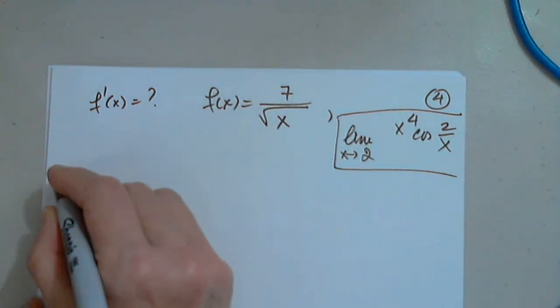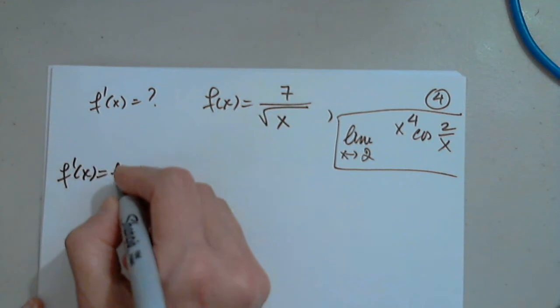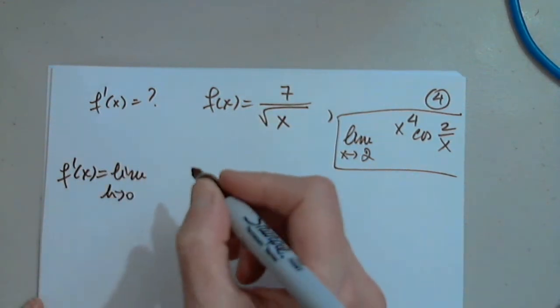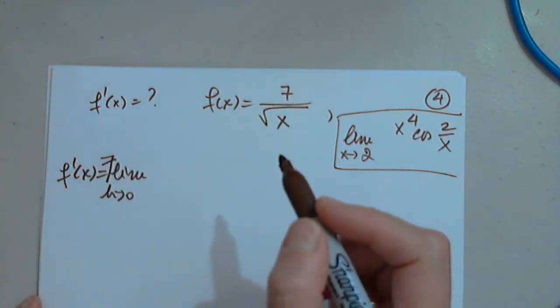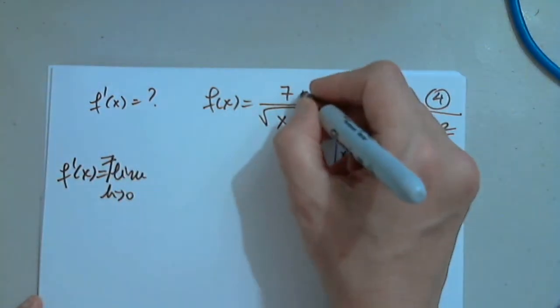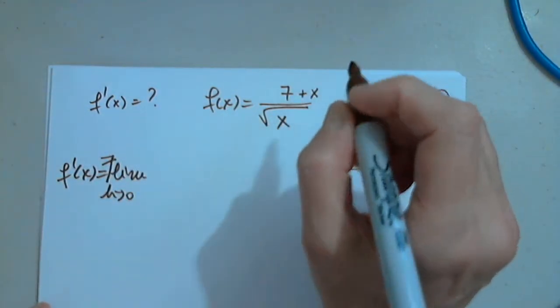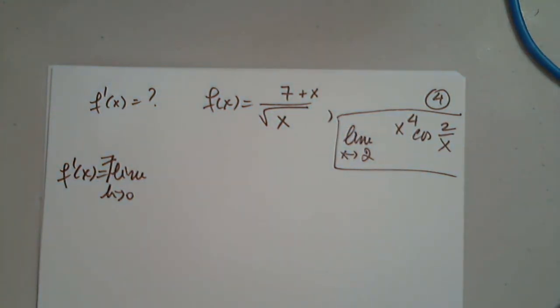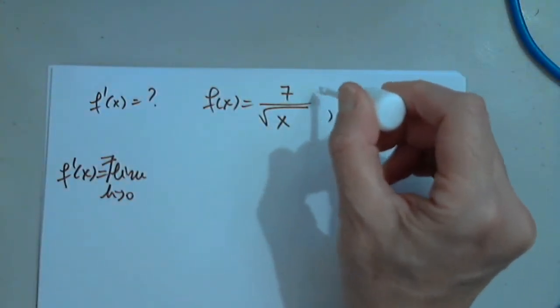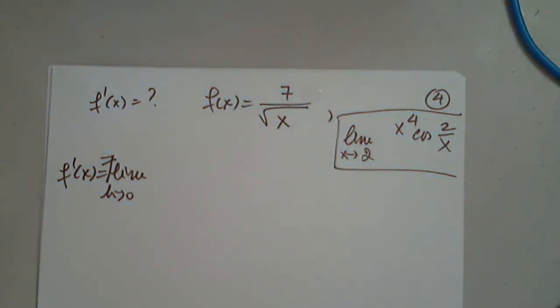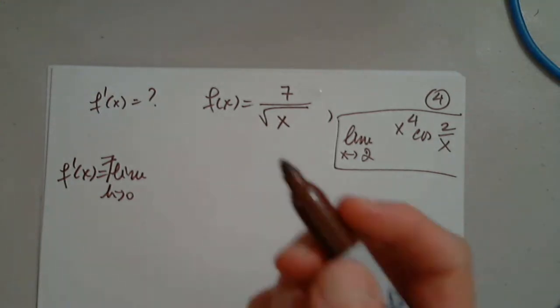Okay, so f prime of x, we know now there's the limit as h approaches 0. I will put the 7 outside. I don't care for it. It's a constant. You cannot do that if we have something like this, but it's a constant over the square root of x. So I can take the constant outside. It will wait patiently, I promise you. And it will not mess up my numbers.